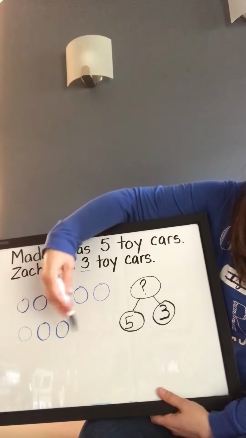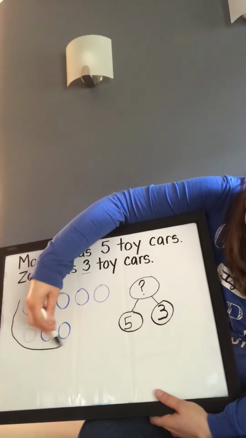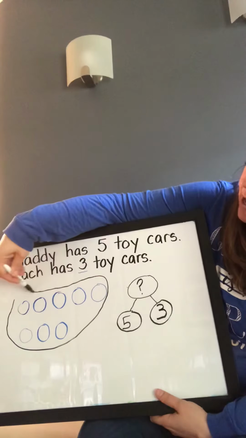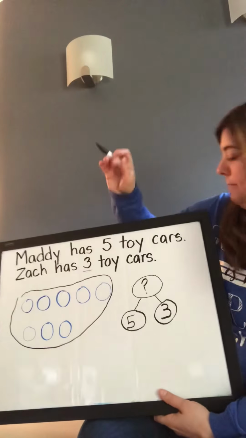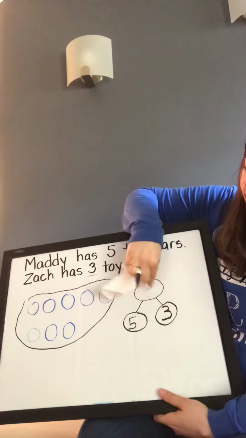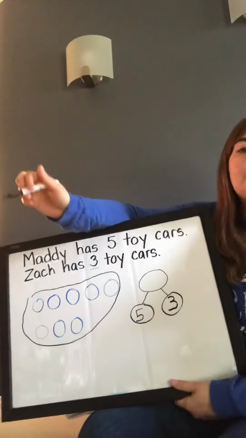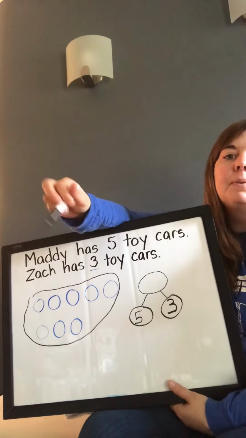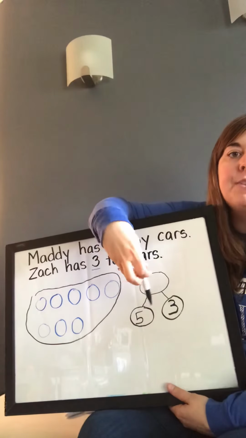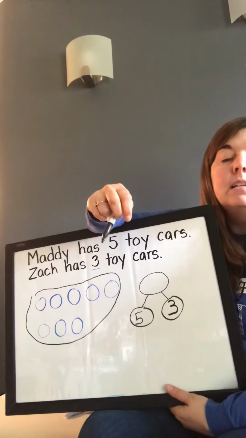Now we need to figure out how many all together. So we're counting Maddie and Zach's cars to get our whole here. So I'm going to erase my question mark because we're going to figure out that whole. If you need to pause, go ahead and pause so you can catch up. Right now you should have a 5 and a 3 in your parts. And if not, just pause and I'll give you a minute to catch up.